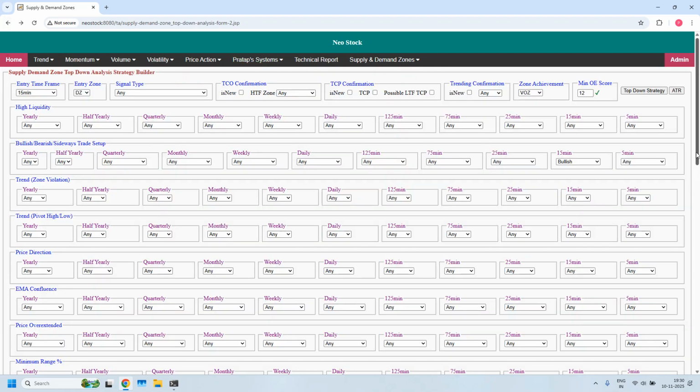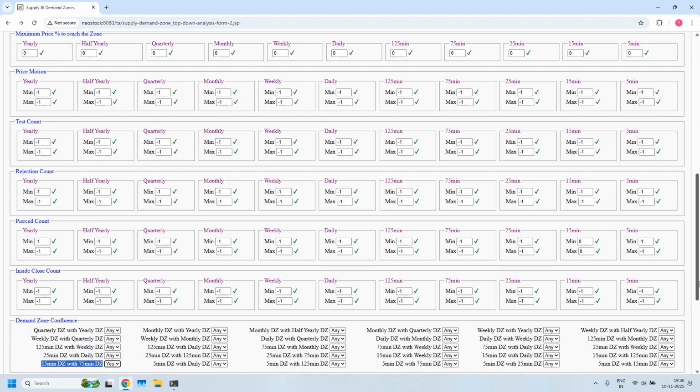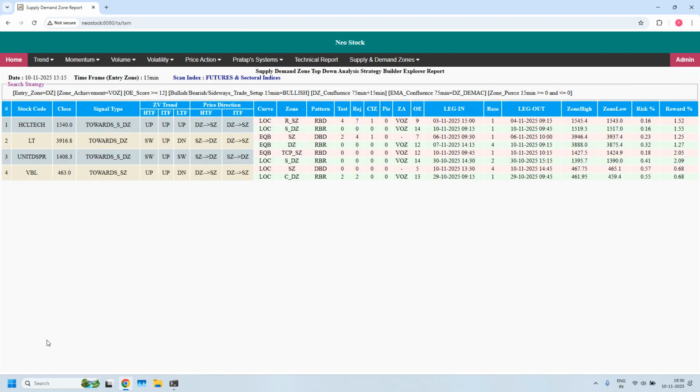Let's identify high probability trade setup, the 15 minutes demand zones with 2 strategies. First strategy, 15 minutes and 75 minutes demand zone, and then EMA 75 minutes demand zone with daily EMA confluence. As per the first strategy, we got these 4 high probability trade setup, 15 minutes demand zones.